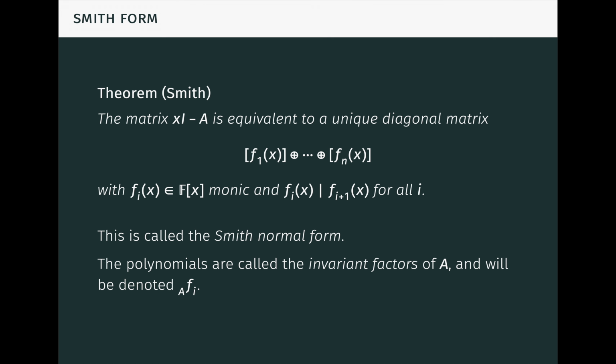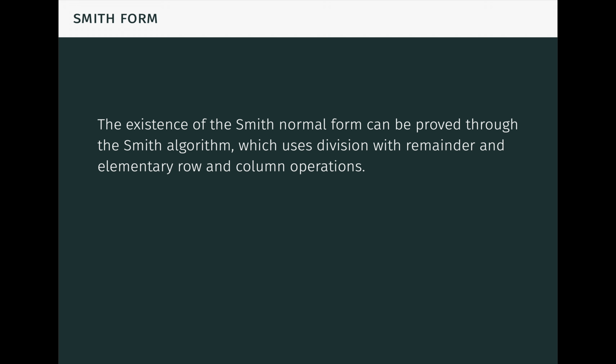The polynomials themselves are called the invariant factors of A, and will be denoted like this to highlight the dependence on A. Note some authors call them the similarity invariants of A, or call them the invariant factors of the characteristic matrix of A. In any case, the existence of the Smith normal form can be proved through the Smith algorithm, which uses polynomial division with remainder and elementary row and column operations on the characteristic matrix.